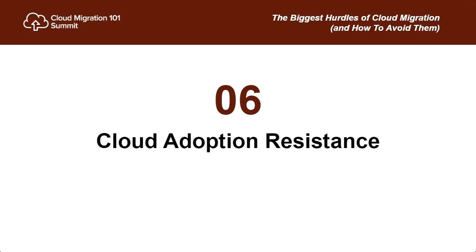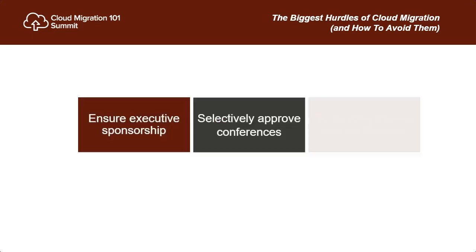Oftentimes, you're going to find that the teams don't necessarily want to move to the cloud, whether it's not a great understanding of the cloud, whether they perceive the cloud as being a threat to the current job that they have or their career progression. Maybe people don't want to leverage the cloud. They don't believe in the cloud. There's adoption resistance. Now, how do you get around adoption resistance? There's a couple of different ways that you can do that.